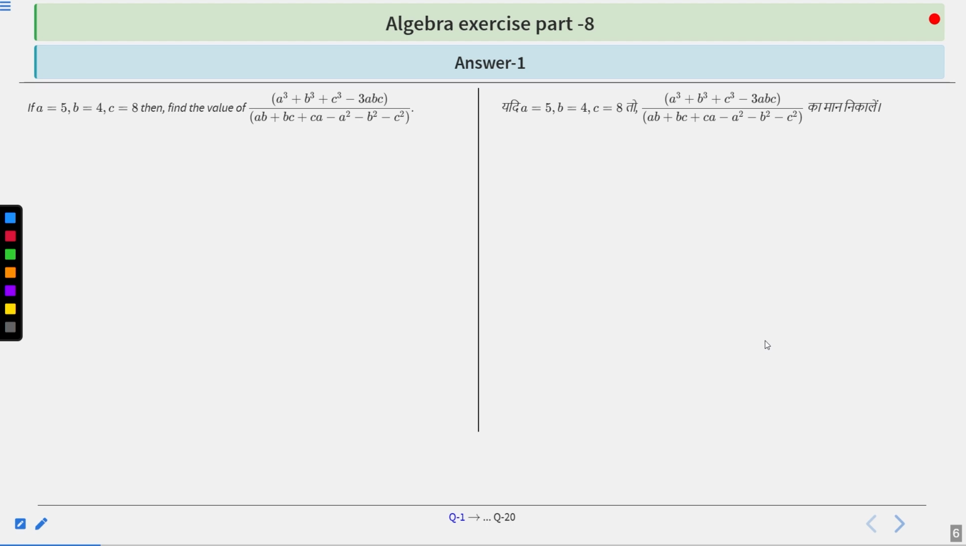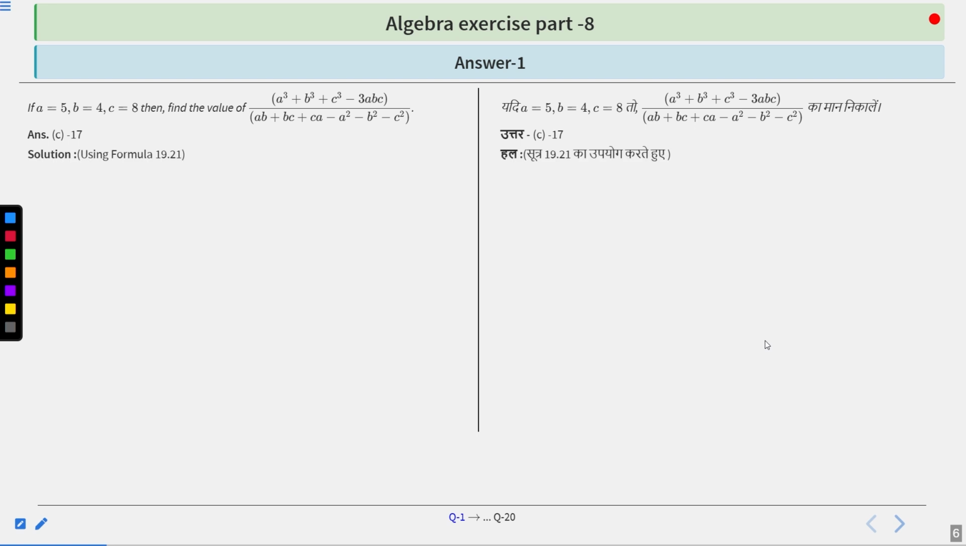Now, we were given the values of A, B, and C, and we have to find the value of a cube plus b cube plus c cube minus 3abc upon ab plus bc plus ca minus a square minus b square minus c square. Answer to this question is option number C, minus 17. Now let us look at the solution of this question.